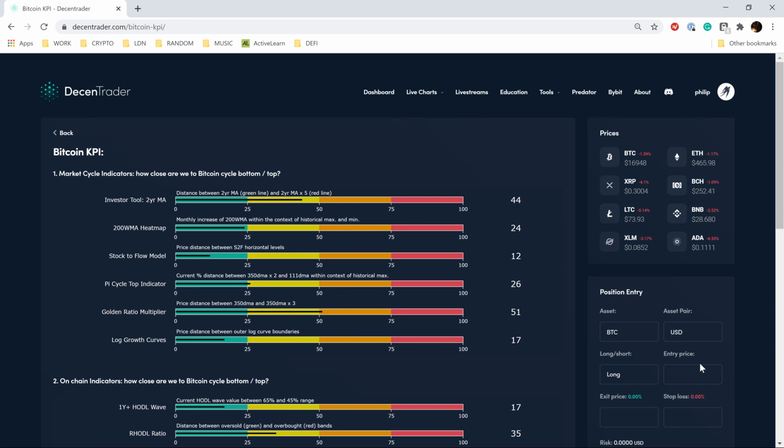So each week we share an on-chain or market cycle indicator and explain how it can give you a bit of an edge in the Bitcoin market.